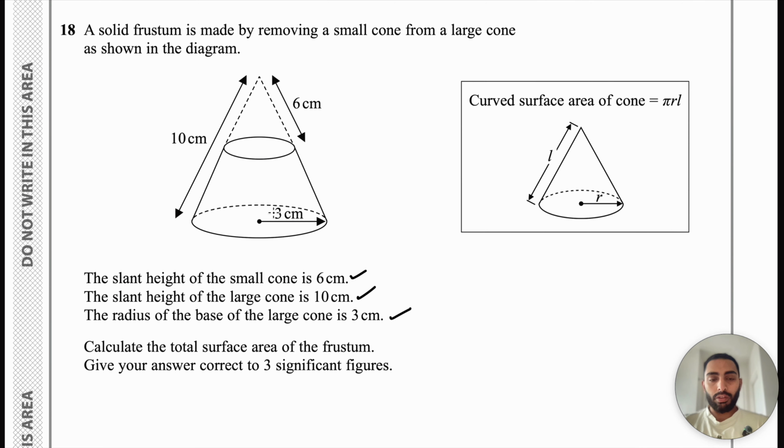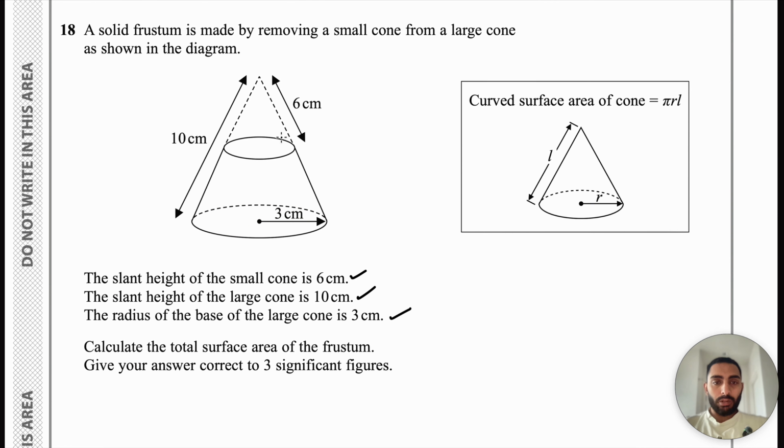And I can see I've got the radius of this base, but I don't have the radius of that base, so I'm going to have to find that out later. Calculate the total surface area of the frustum. Give your answer correct to 3 significant figures. To calculate the area, I'm going to need this curved area. I'm going to need this area, which is the area of the base of that small cone. I'm going to need this area, the area of the base of that large cone.